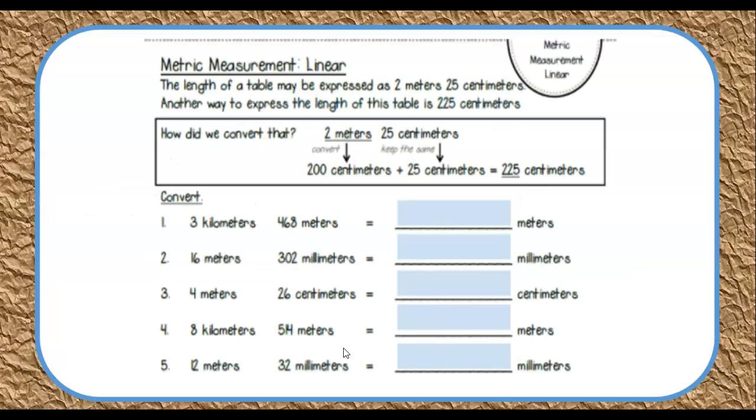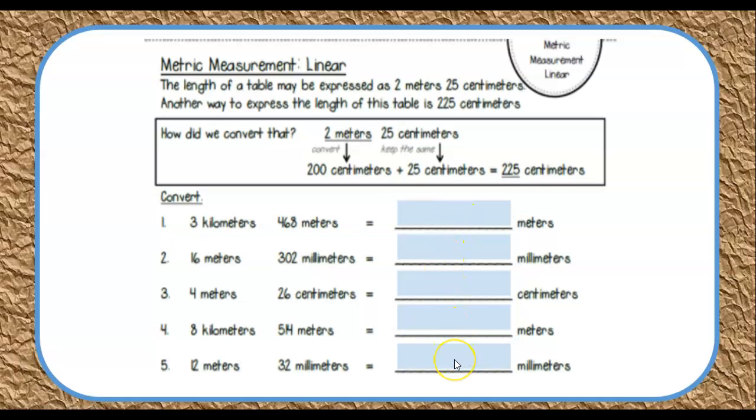Today in your assignment, you are going to be converting mixed measurement. So you can use your number bonds on your whiteboard or in your math notebook, but here it says 2 meters and 25 centimeters. I know that 2 meters is really 200 centimeters because 1 meter is 100 centimeters, so 2 meters is 200 centimeters. Then I add on what the centimeters that are already there for a total of 225 centimeters.